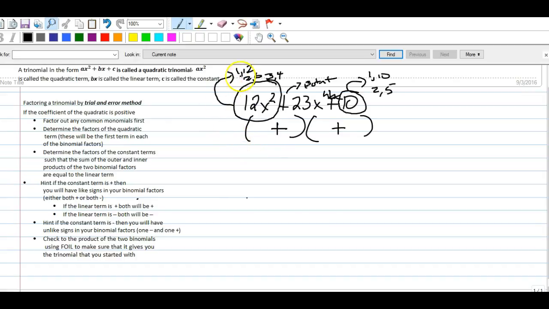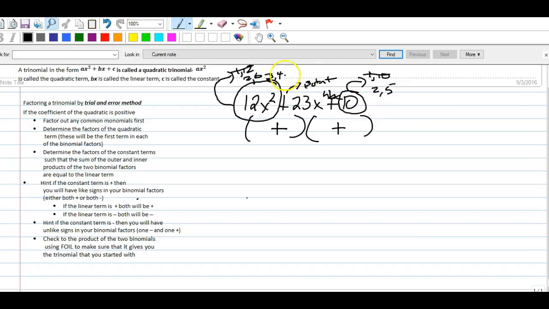Now, I don't know whether 1x and 12x go here and 2 and 5 here, or 5 here and 2 here. I don't know whether 2x and 6x go here and a 1 and a 10 go here. I don't know. That's why we call it trial and error. So when I have lots of possibilities to test, I like to go off in the margin and consider all the various combinations. Now, I'm going to rule out 1 and 10 and 1 and 12.